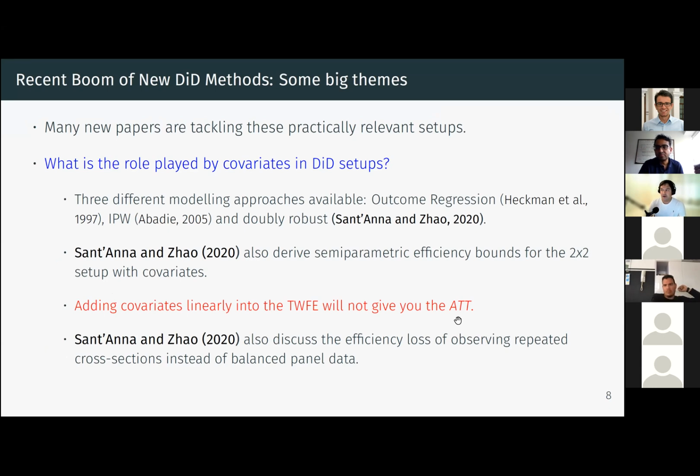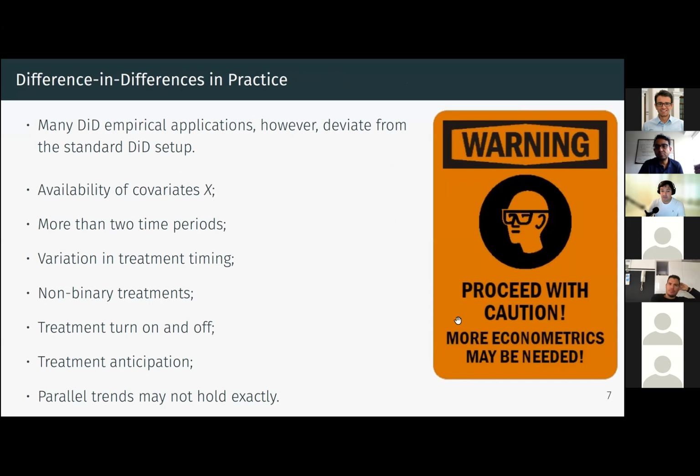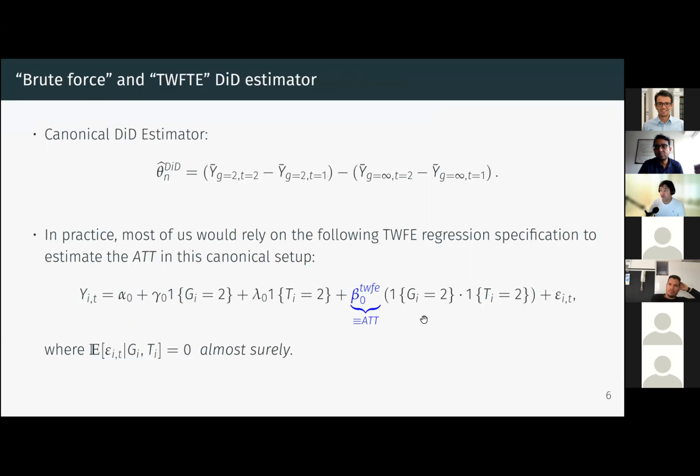So if you interact the covariates with the time trends, the problem is going to be substantially reduced. Okay. If you multiply the covariates with the time trends and the group dummy, it's all gone. Right? Because what is going on?